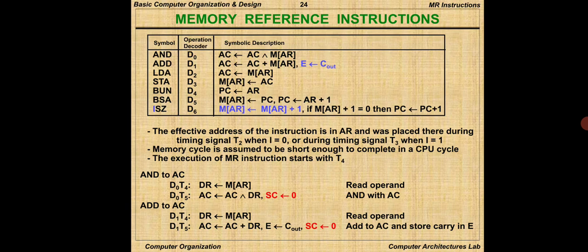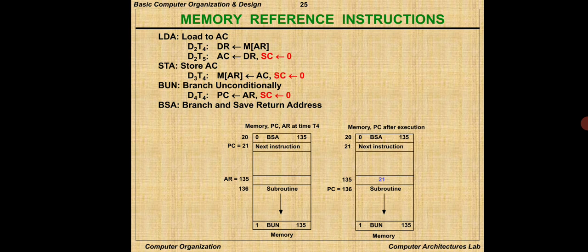Same thing we do for add to the accumulator: the data register value is added to the accumulator and the result is stored in the accumulator. There may be a chance of getting a carry, which will be loaded into the E register, the E flag bit, and the counter will be cleared to 0. Same thing with load the accumulator: the data register value is moved to the accumulator and the sequence counter value is set to 0.